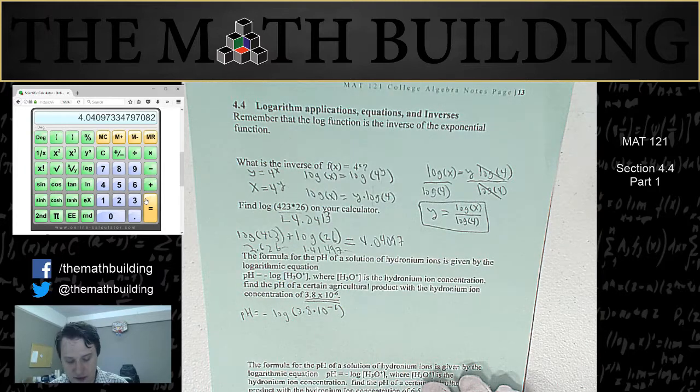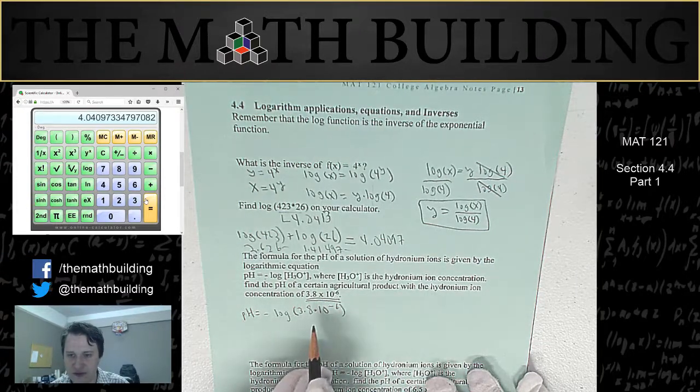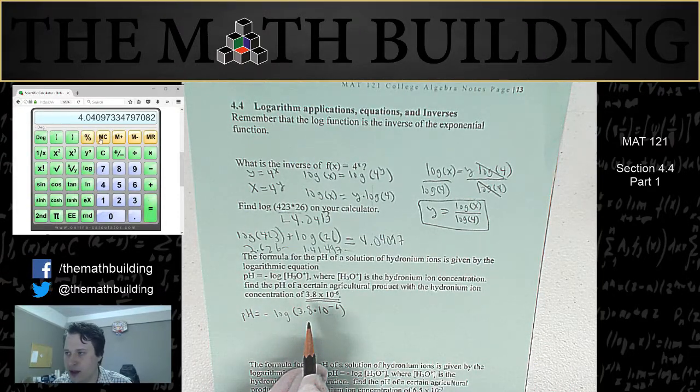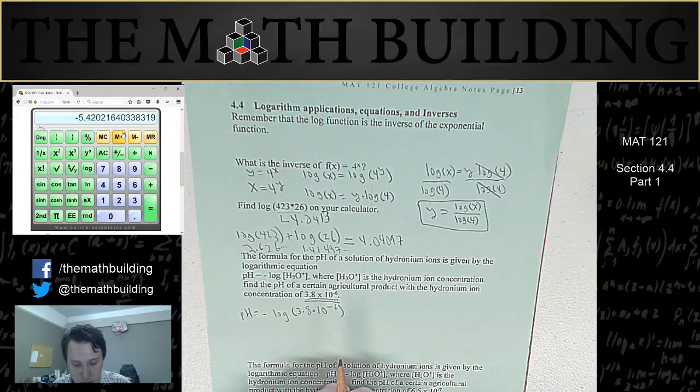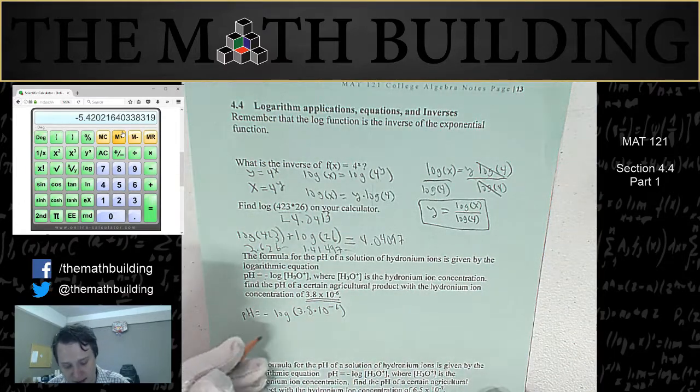Simple as that. So let's just simplify that a bit. So you could just go straight to plugging this into your calculator if you wanted to. You know, just plug in 3.8 times 10 to the negative 6, and then hit log. So we see that the answer is going to be negative 5.4. So that's one way to do it, is just to throw it straight into your calculator. I'm going to use some log rules just for practice.